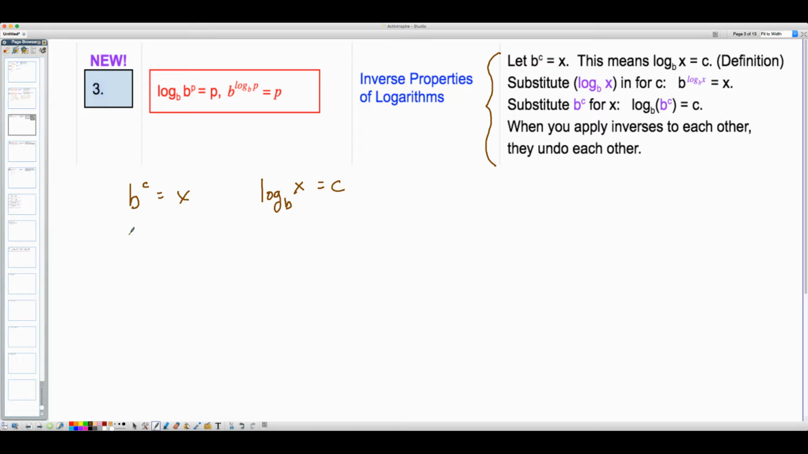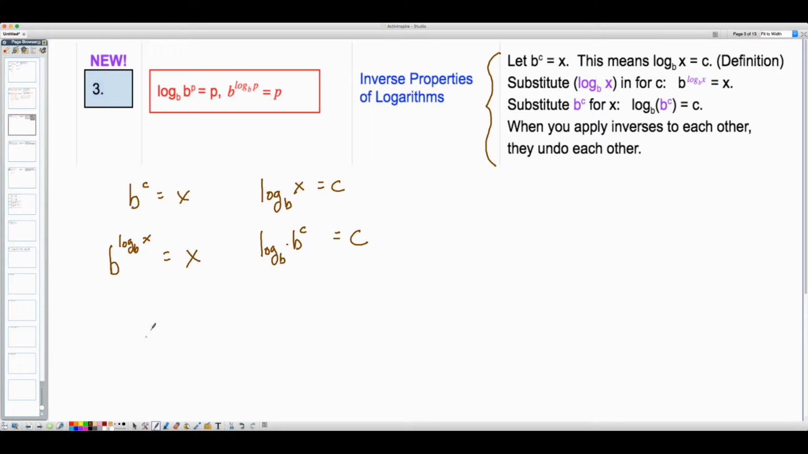Let's start with this one. If I were to substitute for x my value of b to the c power, I could write this as log in base b of b to the c power, and that's equal to c. If I were to substitute into this my value of x, of c, I could have b raised to the log in base b of x is equal to x.